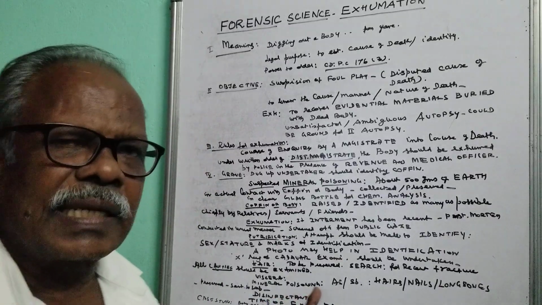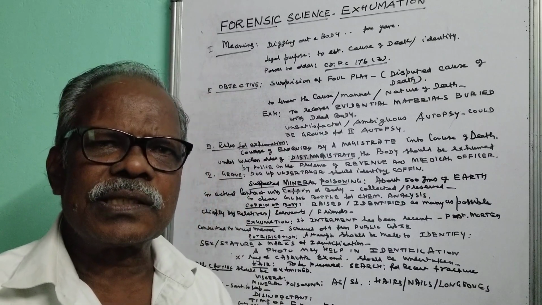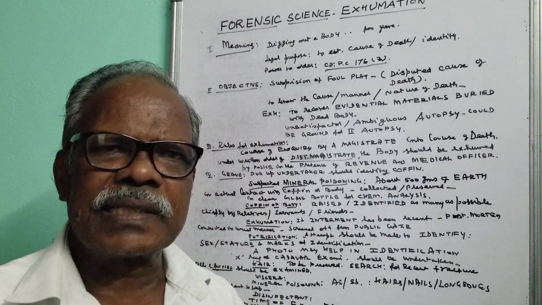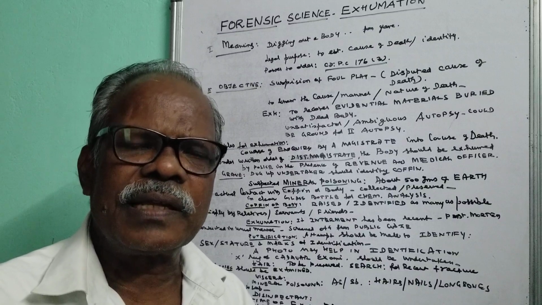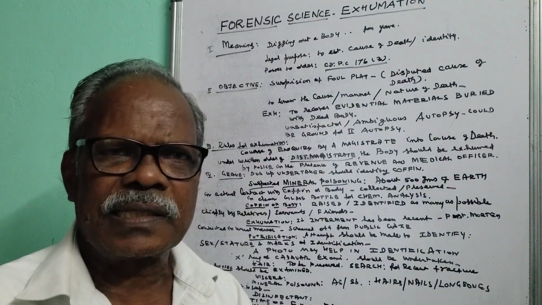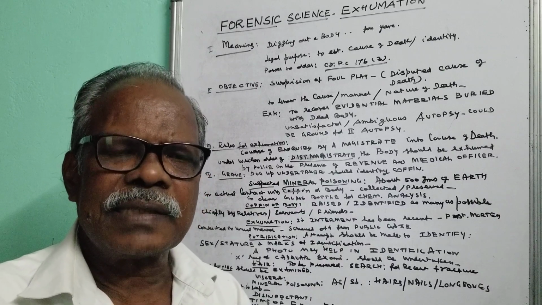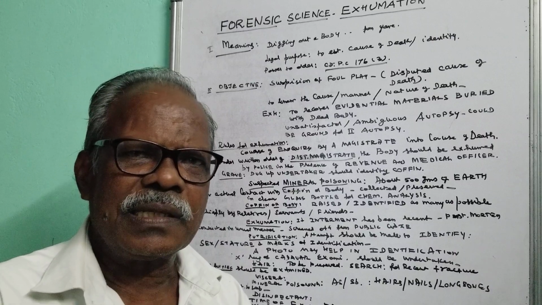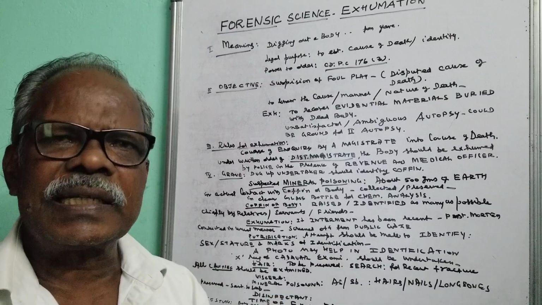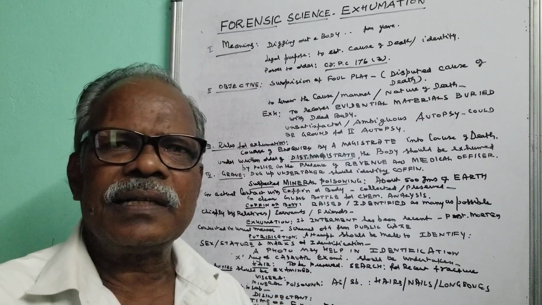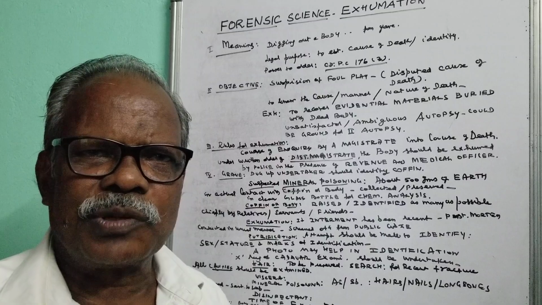The next thing is time of exhumation. As far as India is concerned, no time limit is made. But in France, exhumation is allowed only within 10 years. If the burial has taken place more than 10 years earlier, then exhumation is not ordered. In Germany, exhumation is ordered up to 30 years, but in India no time limit is made. So it can be at any time, it may be 30, 40 years or more.